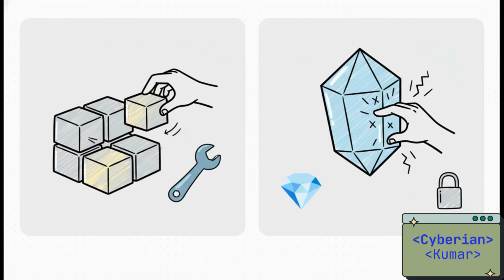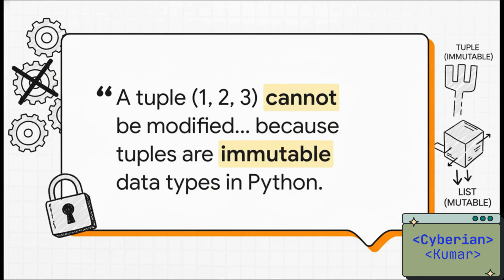But on the right, you have immutable types, like tuples, strings, and integers. If you try to change one of them, what Python actually does is create a brand new object in memory. Understanding this difference is absolutely key to writing good, efficient code. So, to put it simply, if you have a tuple that looks like 1, 2, 3, there is just no way, no how, that you can reach in and change that 2 into a 5. The data is locked in.